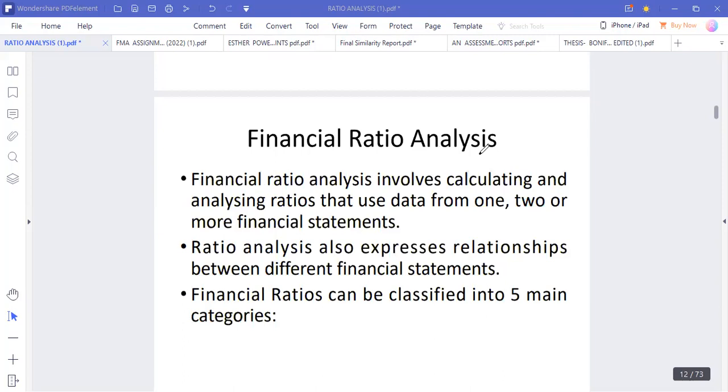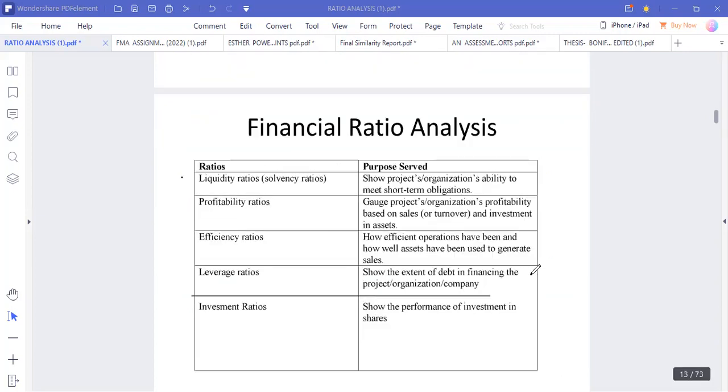So financial ratio analysis will give you a calculation of ratios using, of course, data from one or two financial statements. Now, a ratio, even in our basic explanation, simply is an expression of relationships between two things. In our case, between financial statements. So these ratios will be categorized in 5 key ratios. Liquidity ratios, which show our ability to meet our short-term obligations. Profitability ratios, which will gauge a company's profitability based on sales or turnover, and also based on the investments in terms of assets. Also, we'll look at what are called efficiency ratios.